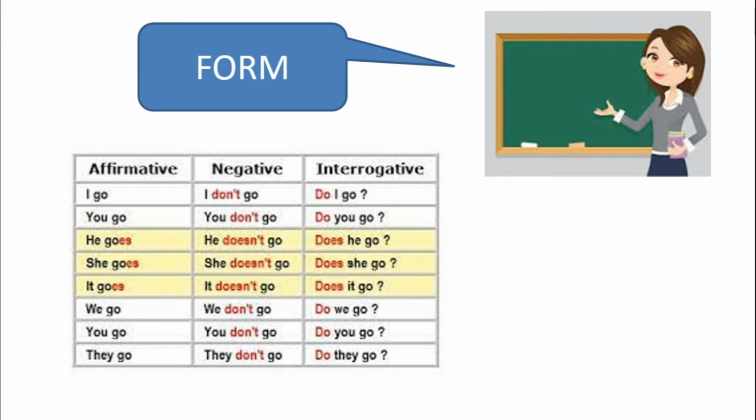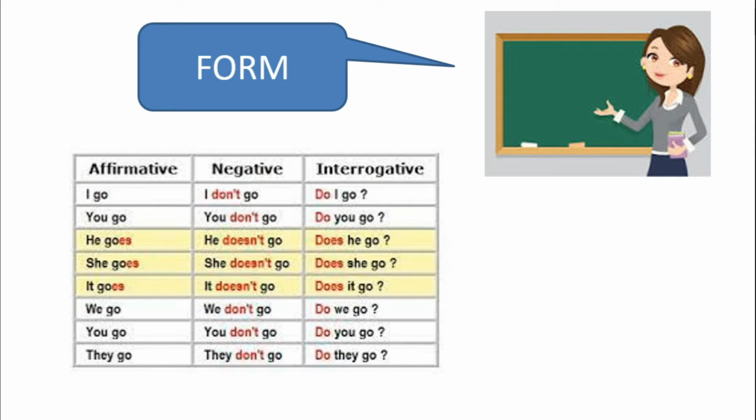Let's talk about form. When we talk about forms, we need to specify affirmative, negative, and interrogative form. So let's conjugate the verb go.